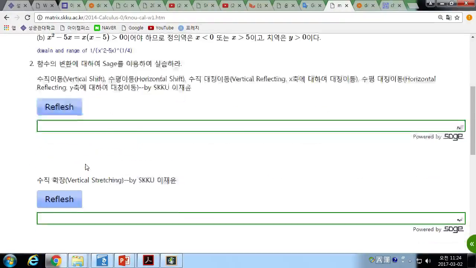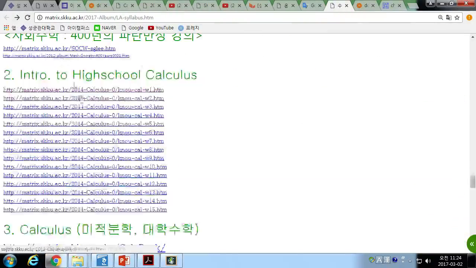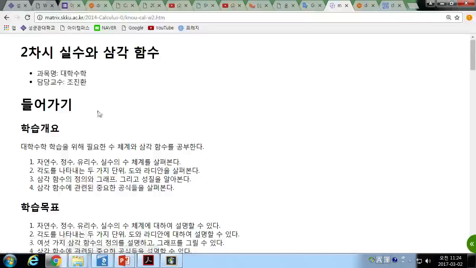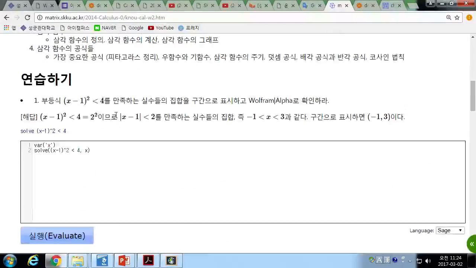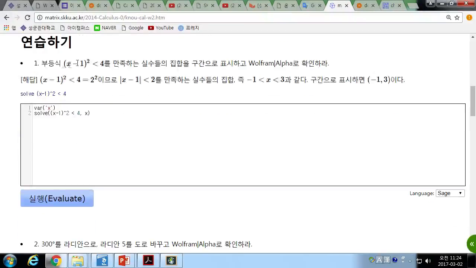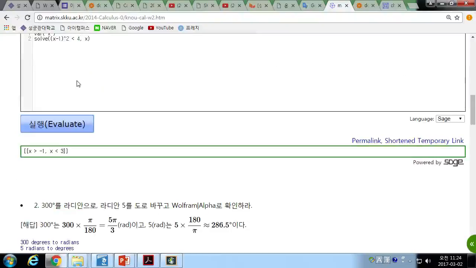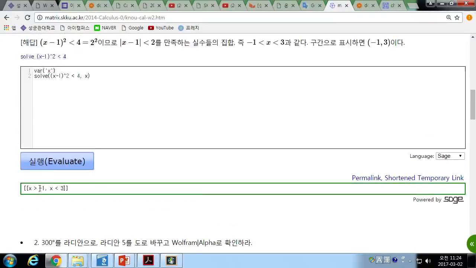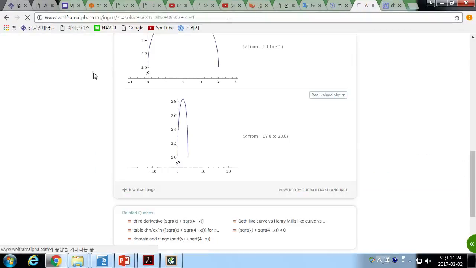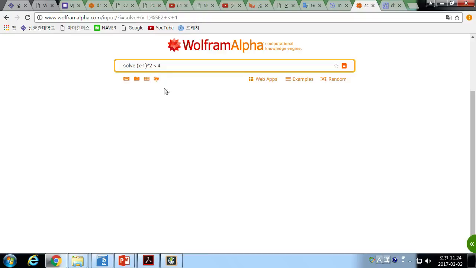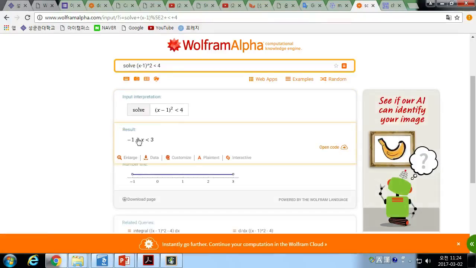And trigonometric function, and solve the linear system of equations. Solve the inequalities like this. Then it shows the x which is bigger than -1 and less than 3 satisfies these inequalities. And also this can be done in here. Solve this, and this gives us solutions like this.